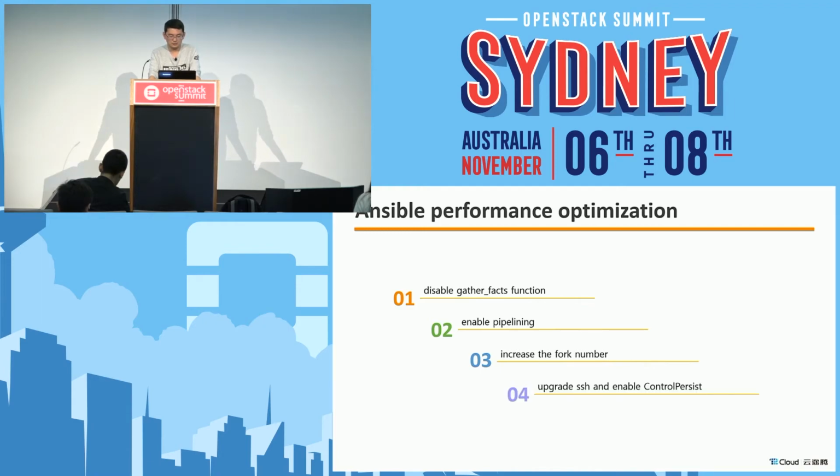The last one is to upgrade SSH to the latest version and enable control persist. By enabling control persist, when you stop an SSH session to a node, the connection is in fact not destroyed until time is out. So you can use it directly next time when you connect to the node. By doing the 4 steps, I think your Ansible would run faster in large-scale environment.